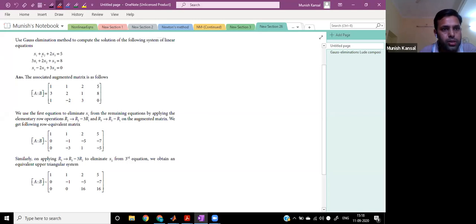So I have taken here a 3 cross 3 system. 3 equations are there, 3 unknowns are there. You want to find out x1, x2, and x3, right? So first of all, we will write down the augmented matrix A colon B. What is the augmented matrix? Now A is your 3 cross 3, so the augmented matrix will be 3 cross 4, because we will include the right hand side column B, right? So this is your augmented matrix. There is no problem in writing the augmented matrix.